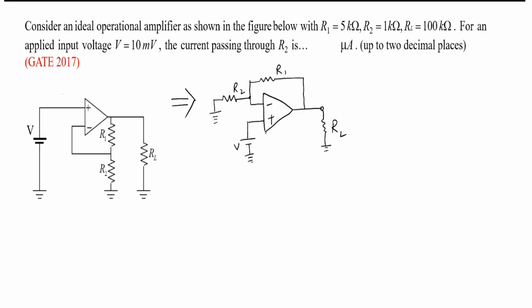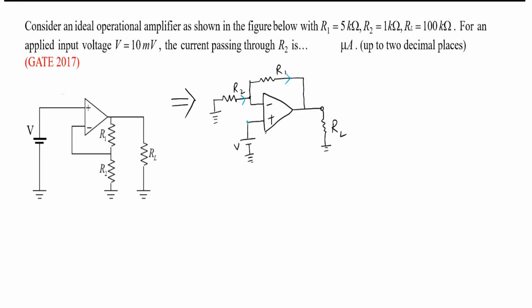Yes, sir. Now the circuit looks very easy, right? It's the same circuit, but they have drawn it in such a way that it looks very different. Now, what is this circuit? Inverting. Now, what they are asking: find the current passing through R2. That means they are asking for this current, right? Yes or no? Yes, sir.